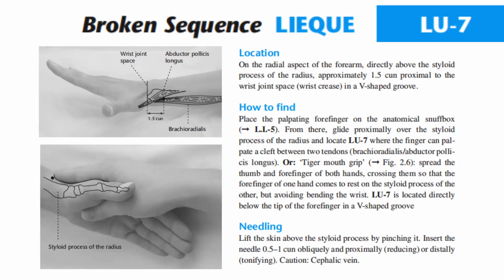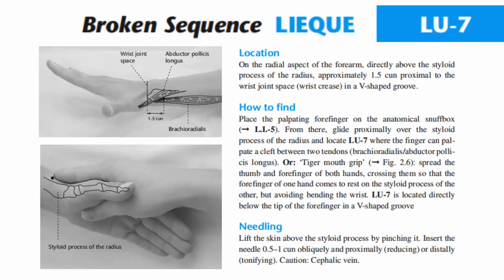Or, using the tiger mouth grip, spread the thumb and forefinger of both hands, crossing them so that the forefinger of one hand comes to rest on the styloid process of the other, but avoiding bending the wrist. Lung 7 is located directly below the tip of the forefinger in a V-shaped groove.